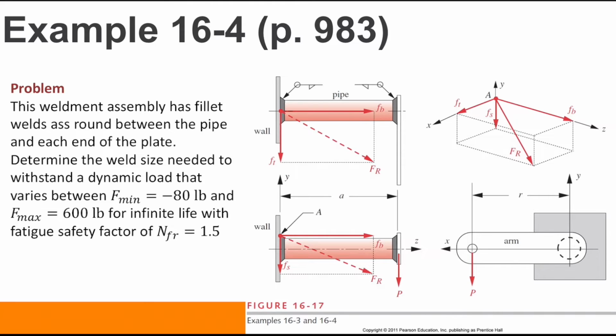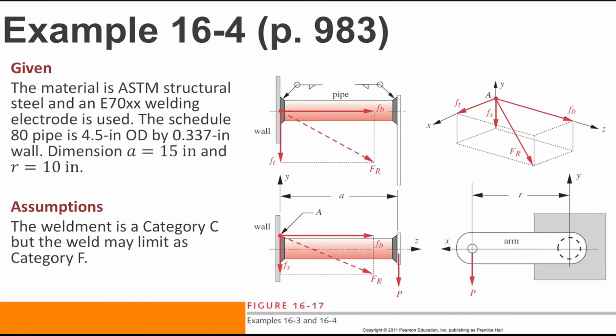Like it says, this welding assembly has fillet welds. We need to determine what the weld sizes are so that we can hold up a dynamic load that oscillates between -80 and 600 pounds for infinite life, and we want to make sure that this assembly has a factor of safety for fatigue of 1.5. So we're going to say that this is ASTM structural steel and that we're using that E70XX welding wire, which you'll remember from previous, that the 70 here means that the ultimate tensile strength of that wire is 70 kpsi.